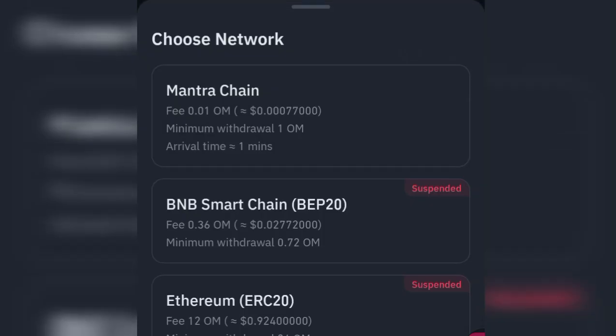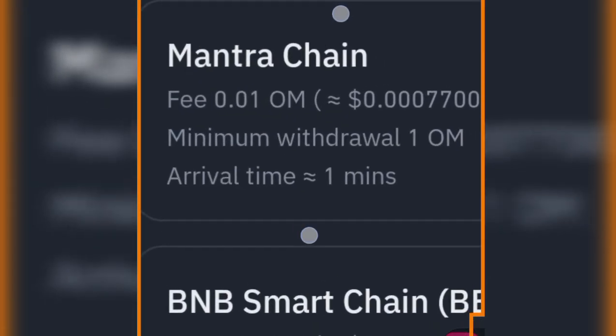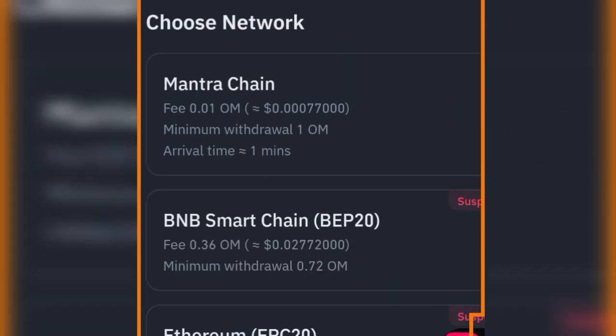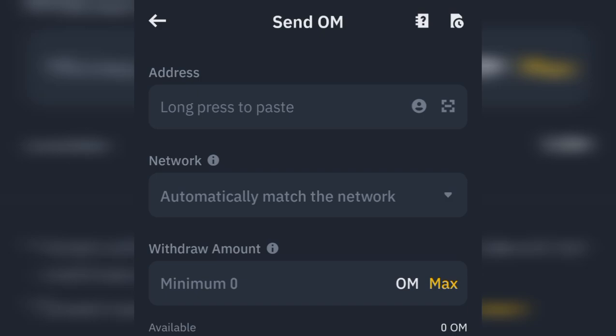Very, very important. It's called Mantra. So all these other ones are not available. It says suspended, but this one is good. So you can see it's 0.000. Oh my god, this is a very tiny amount. Let's hope we can deposit this. So we're going to run quickly to KuCoin.